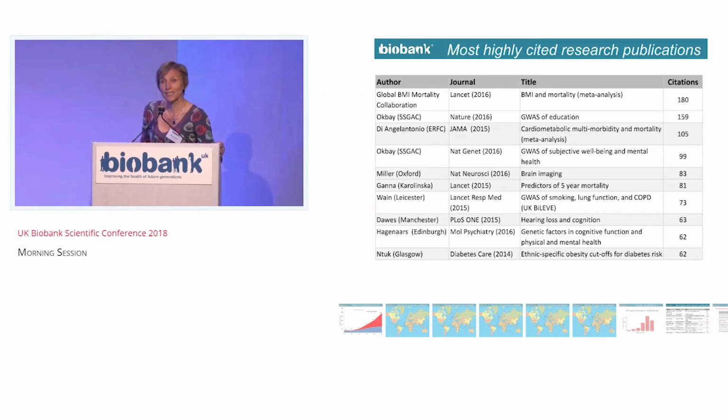There have been a few GWAS analyses which have been of high interest to other researchers. For example, the Social Science Genetic Association Consortium have two papers here that are highly cited, one looking at GWAS of education, and one on subjective well-being and mental health. Both of these are in high-impact journals and with high research interest. The early GWAS from colleagues from Leicester, looking at GWAS of smoking, lung function and COPD, and other genetic research looking at polygenic risk scores in relation to cognitive function and health outcomes from a group in Edinburgh have also been of interest.